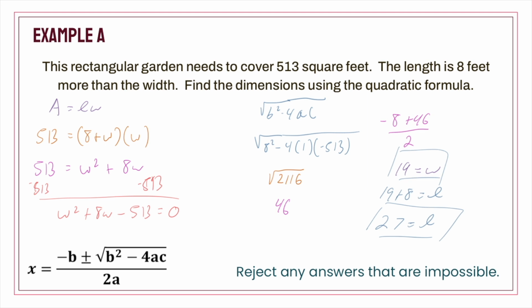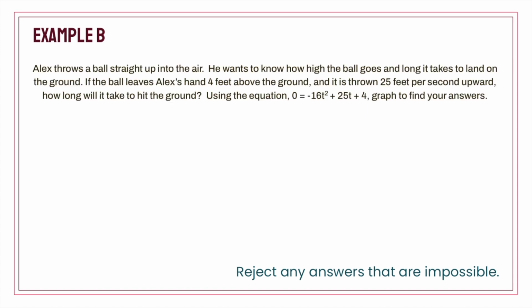We found the answer to our problem. Now let's go ahead and take a look at the next one. So here in example B, it says Alex throws the ball straight into the air. He wants to know how high the ball goes and how long it takes it to land on the ground. The ball leaves Alex's hand 4 feet above the ground and is thrown 25 feet per second upward. How long will it take it to hit the ground?